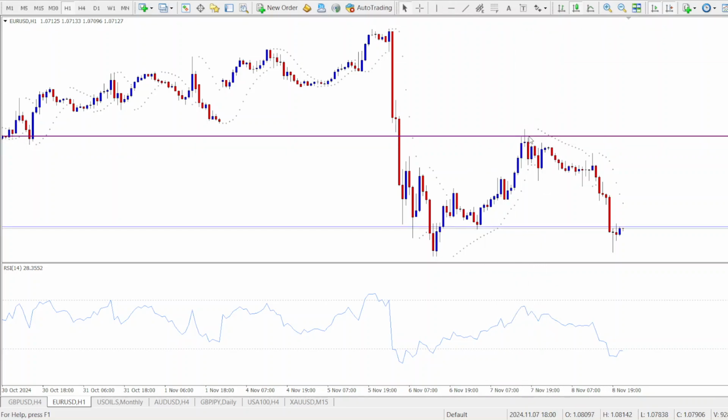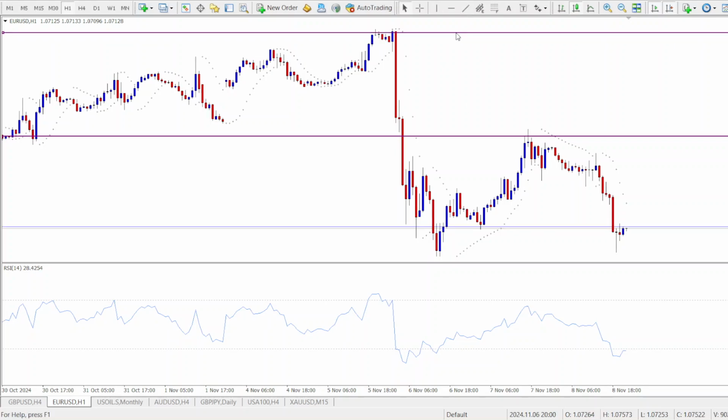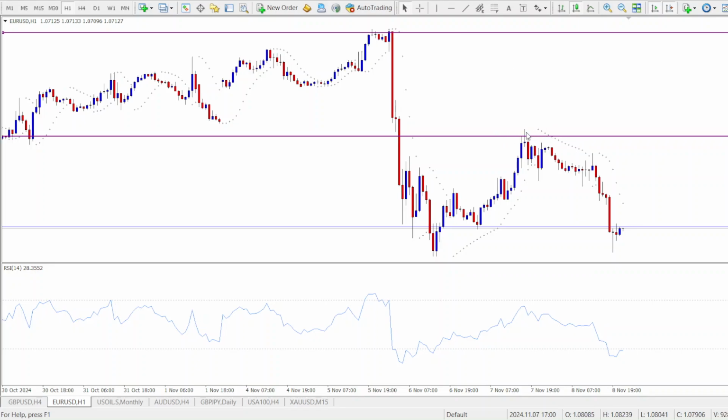It's important to plot your resistance and support zones so that you can also get potential reversal points. So this resistance would have been a good place to take profits, or you would have just waited for the parabolic SAR to flip to the upside and then exited your buy trade. So basically, it's very easy.